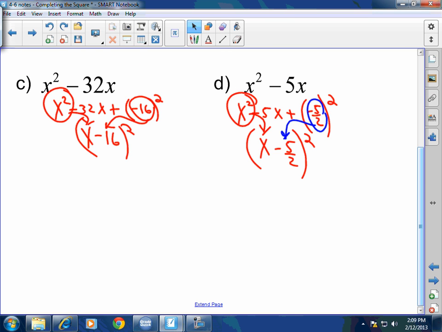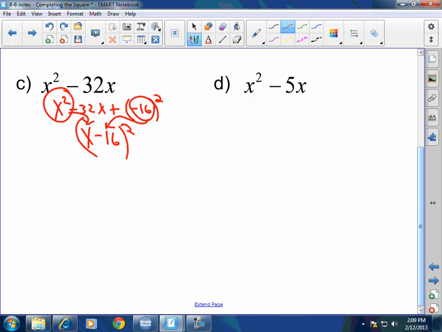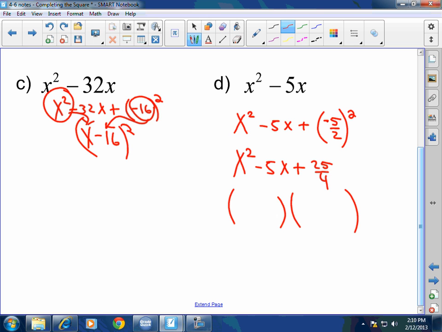So the question was, why do you do that? Okay, look. I already showed you, but I'll show you again. This is x squared minus 5x plus a negative 5 halves squared. You want to do it the long way? That's fine. X squared minus 5x plus 25 fourths. Now you're going to have to factor this, buddy. And I hope that you know how to factor this. Because this is going to be x plus 5 halves. No, it's a minus. X minus 5 halves times x minus 5 halves.